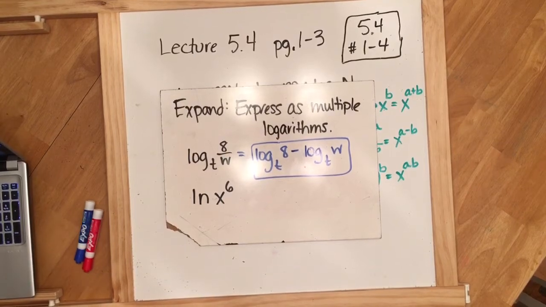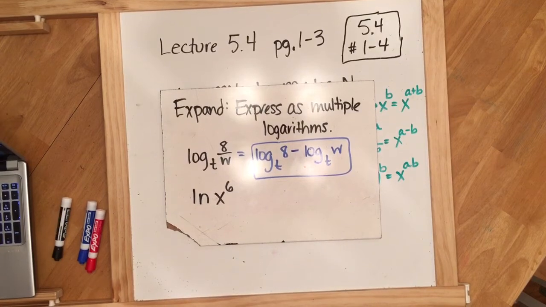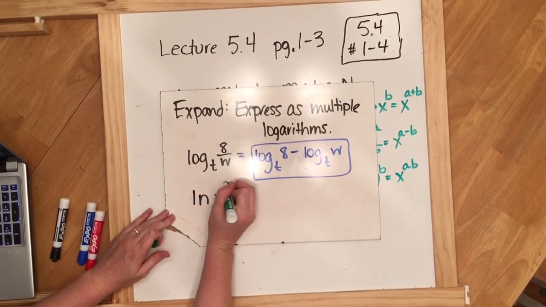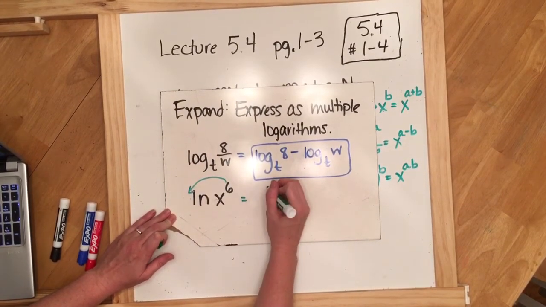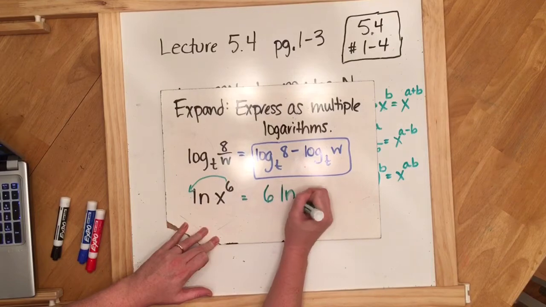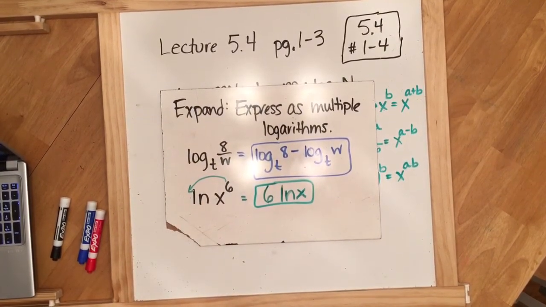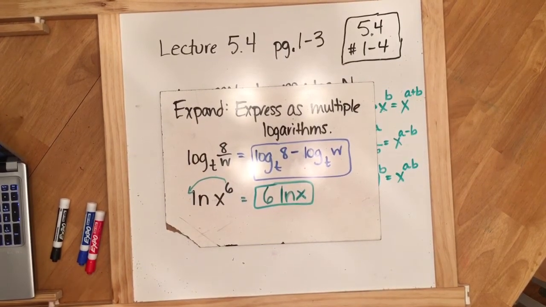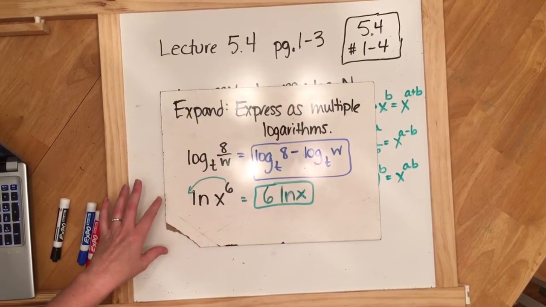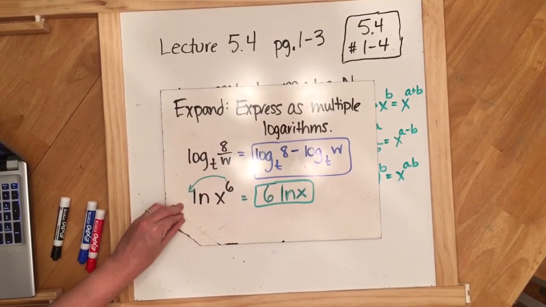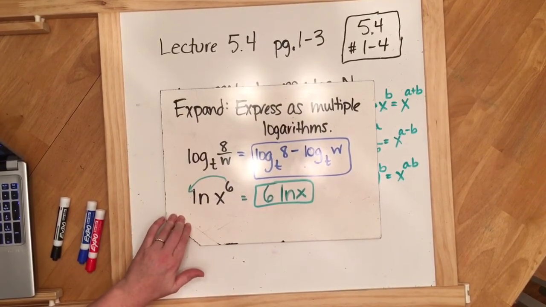And then this last one, we see the natural log of x to the 6th. We're going to use our power property by bringing our exponent down to the front. So instead of a single logarithm, I now have 6 times the single logarithm. So that is expressing it as multiple logarithms. Now, these first 4 examples here on page 2 and 3 were pretty simple in the fact that we just use one property at a time.